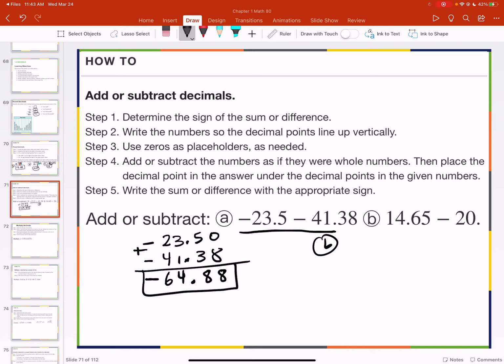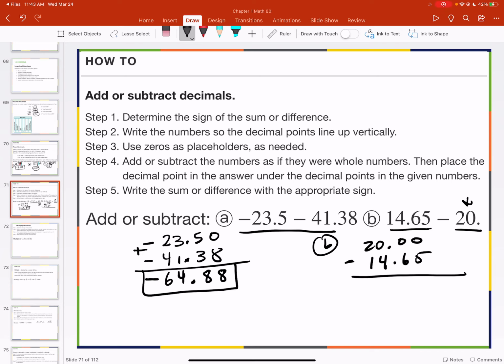For B here, we have 14.65 minus 20. Okay, so we're subtracting these two, but we're going to keep the sign of the larger, which is 20. It's easier to go from greater to smaller, so we can write it this way. Notice I put decimal placeholders for that. Now we're going to subtract the difference, but we're going to keep the negative.